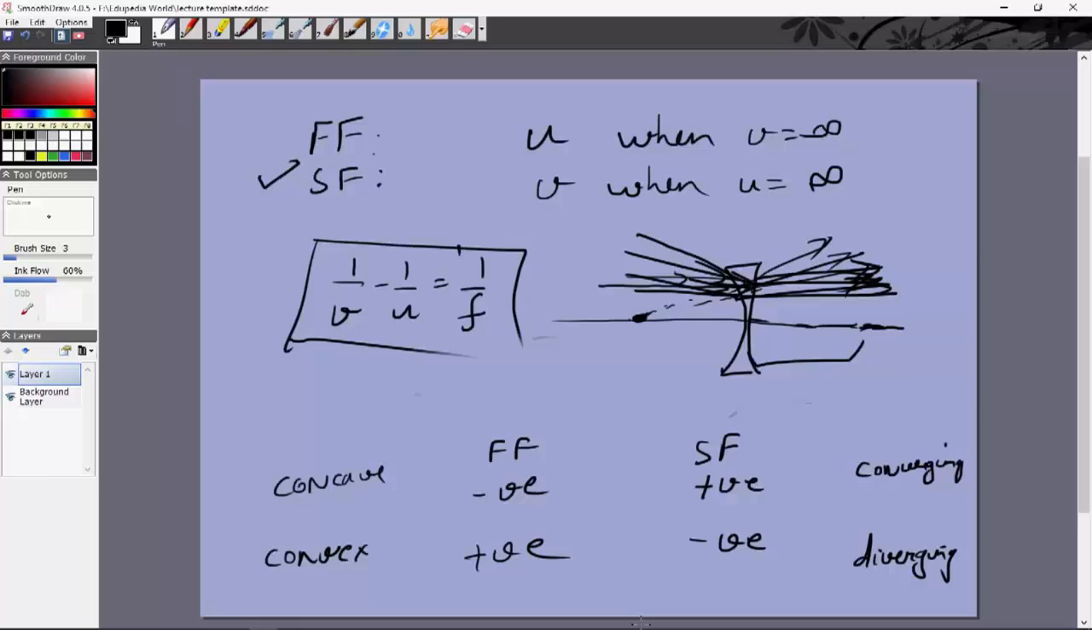Right. Now this finishes a single lens. In the next video, we'll see a couple of other concepts, such as what happens when two lenses are separated by a distance, and of course refraction through a prism, which is also an important concept.